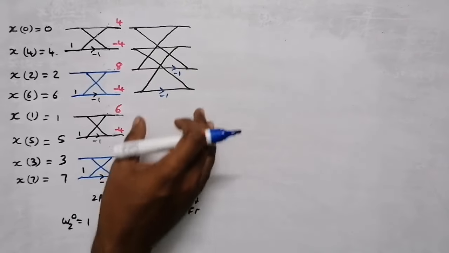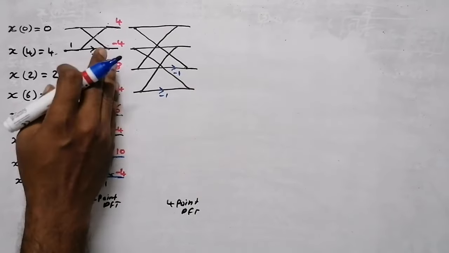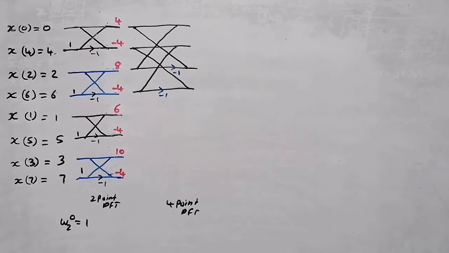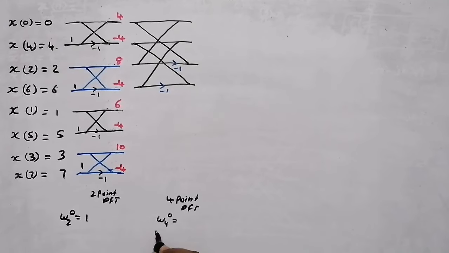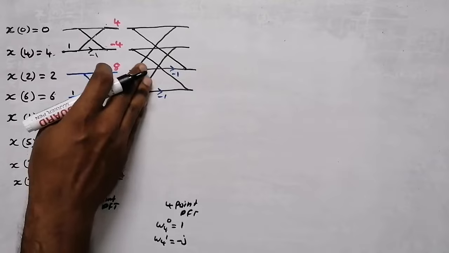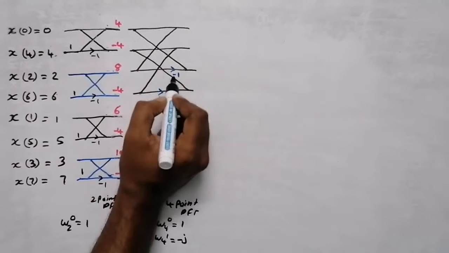Okay, now ahead of the cross mark you need to put what? Twiddle factor. For 4-point DFT, the twiddle factor will be W 4 raised to 0 and W 4 raised to 1. W 4 raised to 0 is 1. W 4 raised to 1 will be minus j. So put this twiddle factor ahead of the cross mark. So this is minus 1.